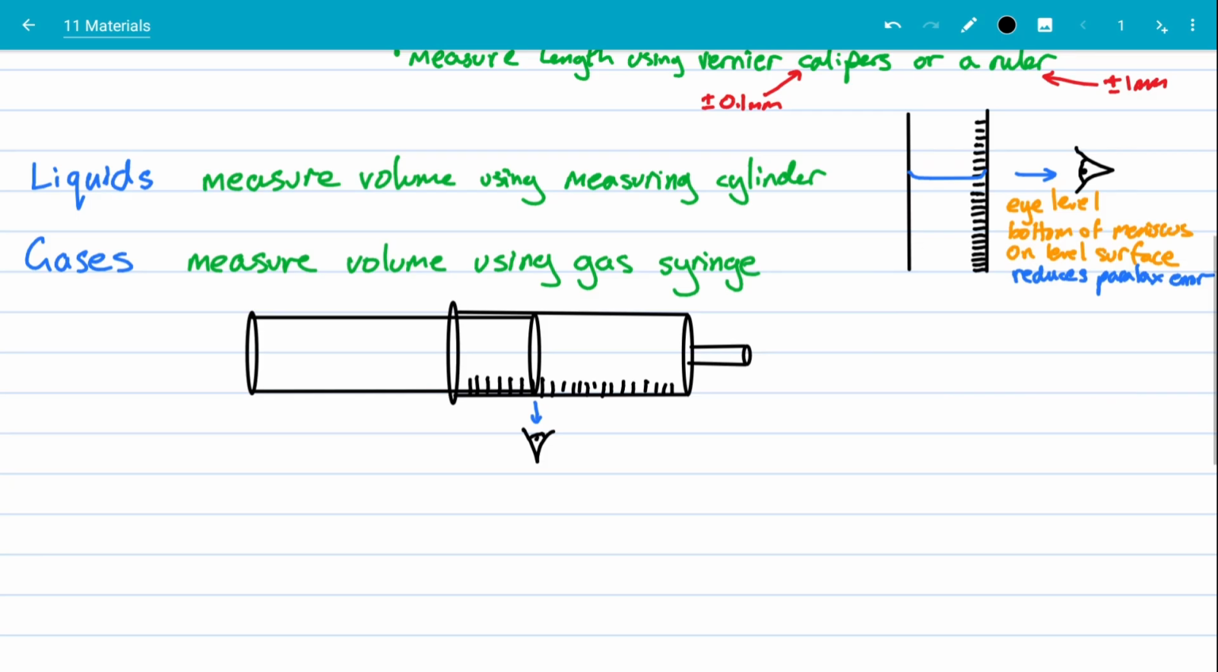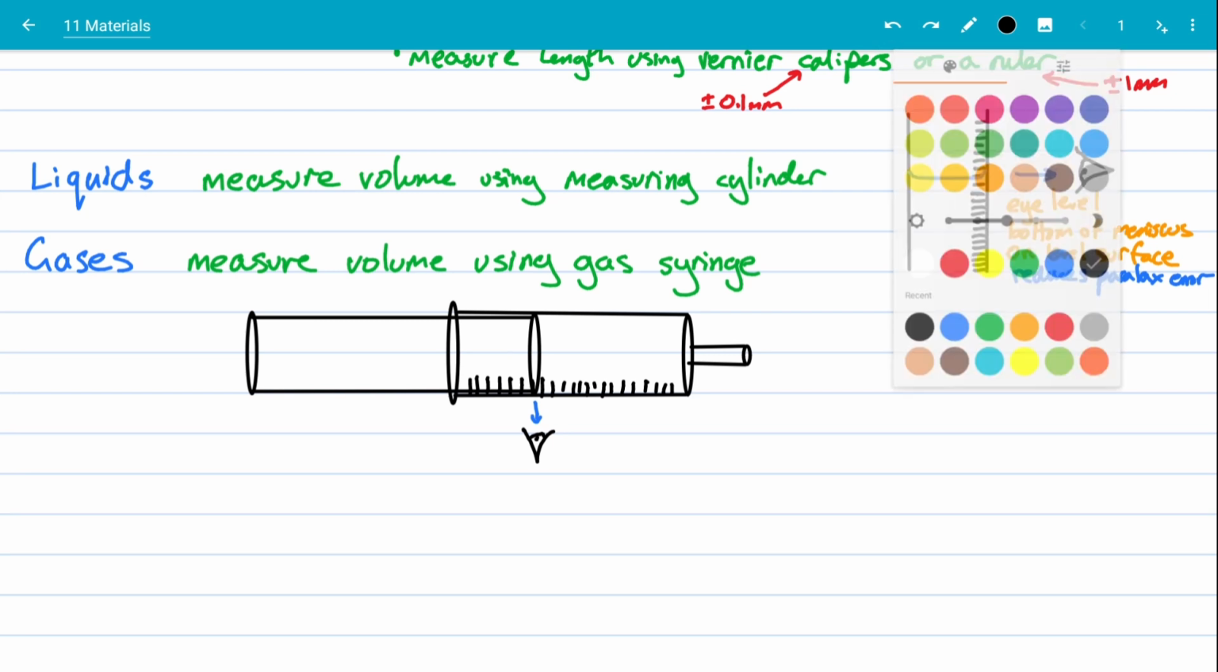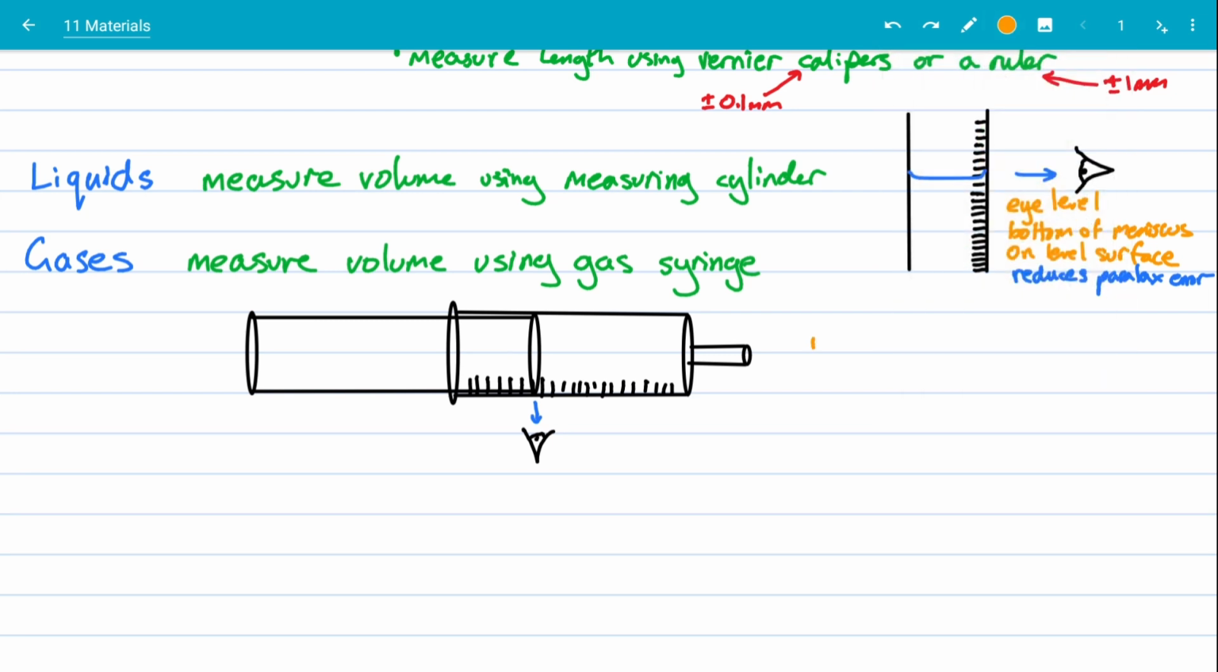So syringe, this part here is the volume of the gas you're measuring. So let's just write down, must be horizontal. We do an experiment where we put it vertically in physics, when we're investigating the gas laws, but we're not going to get into that now.